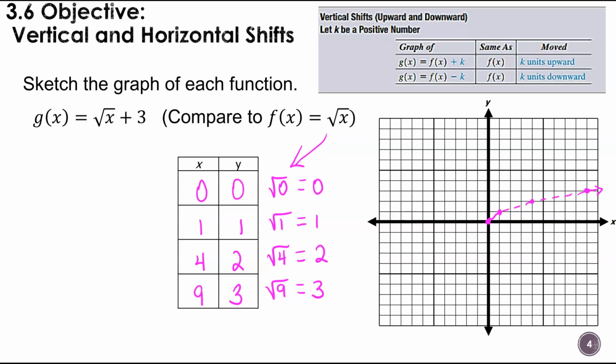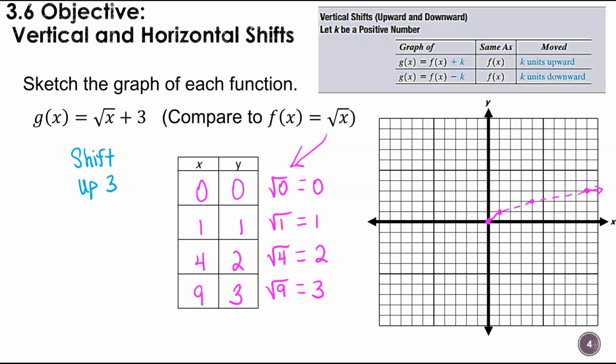Now we're going to use this to graph the g of x function, which is the square root of x plus 3. Certainly you could make charts with these and everything, but it's just not necessary, and usually much more confusing if you do try to do that. Okay, so here's what happens. This 3 is telling me this is going to shift upward or up 3. That's it.